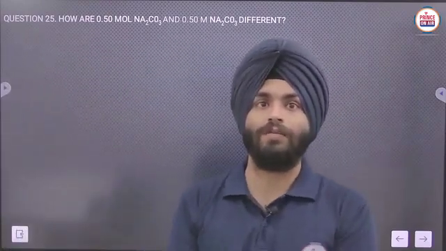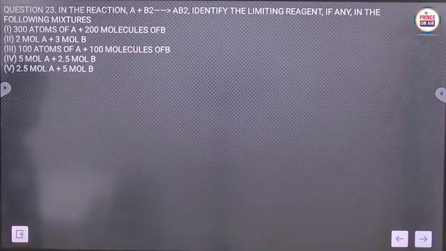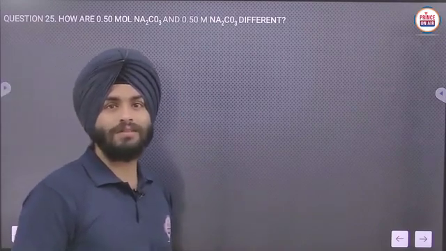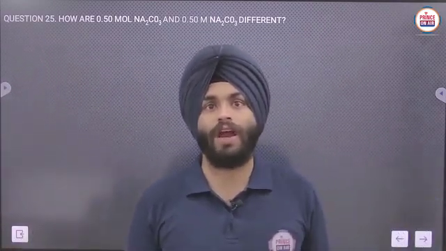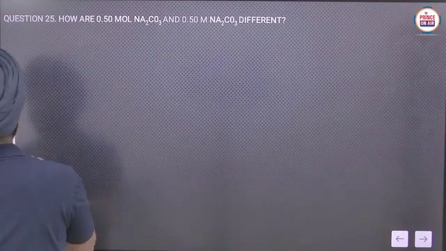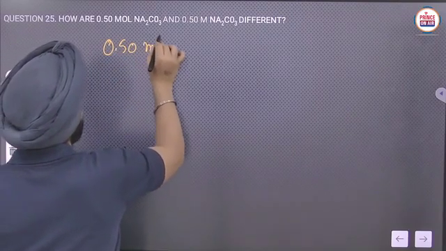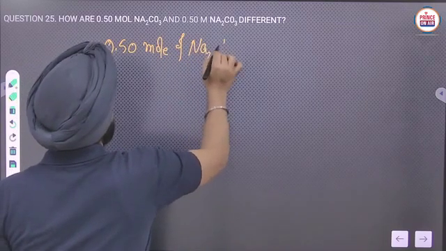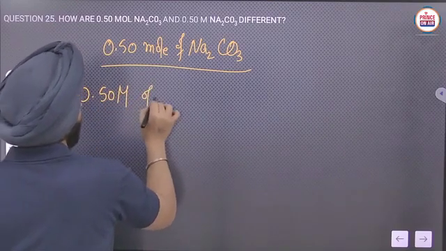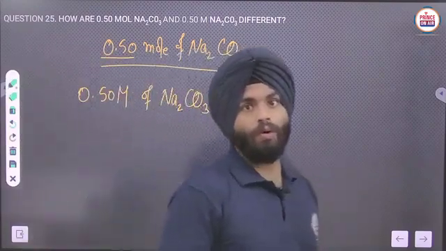Now, how are 0.50 mole of Na2CO3 and 0.50 molar Na2CO3 different? That question we will do at last. Okay, so capital M here means molar. So 0.50 mole of Na2CO3, and 0.50 molar of Na2CO3.